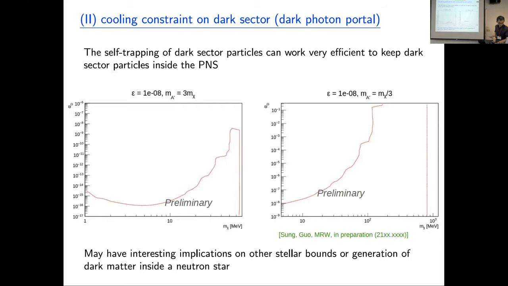So we are still trying to wrap this up. And I presume this same mechanism can also be applied to other stellar bounds, and it could also be interesting for generating dark matter inside the neutron star.